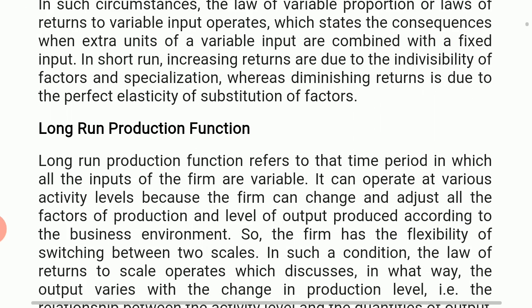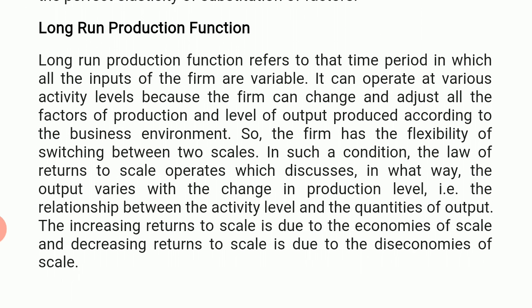Now, the second type is long run production function. Long run production function refers to that time period in which all the inputs of the firm are variable. It can operate at various activity levels because the firm can change and adjust all the factors of production and level of output produced according to the business environment. So the firm has the flexibility of switching between two scales.